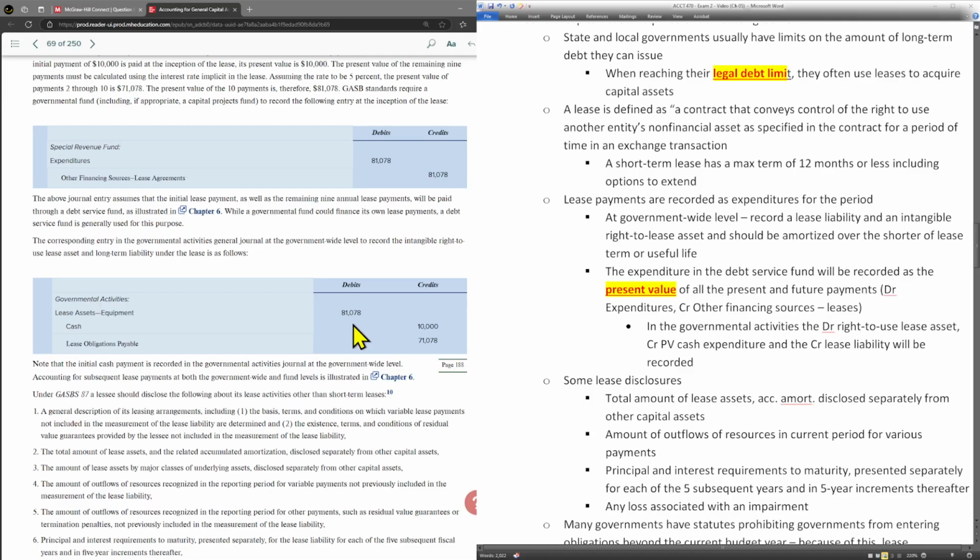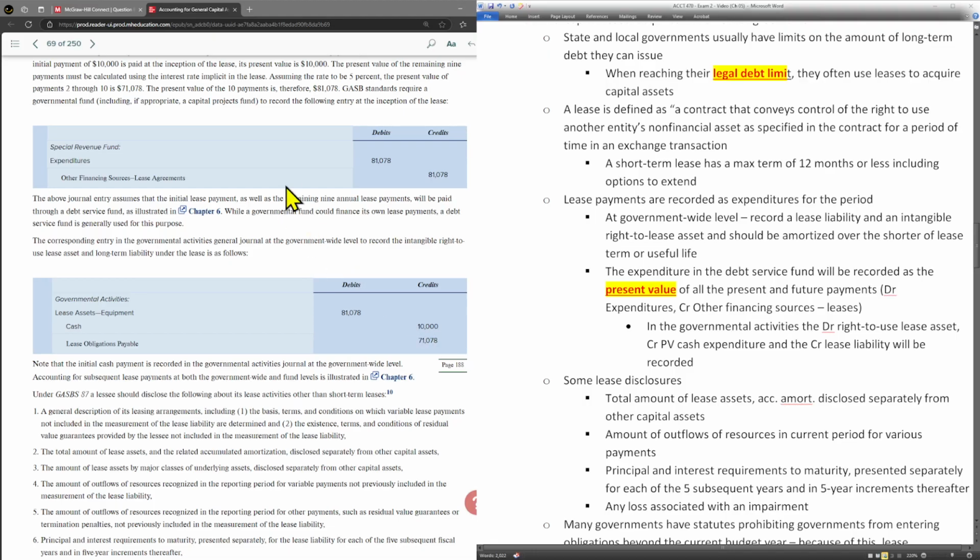So the expenditure, not only the expenditure, but the payable, the lease liability, the right to lease asset, at least at its initial stage, and the expenditure and other financing source are all based upon that present value of the future cash flows. And so here, remember, governmental activities is where we record long-term assets and long-term liabilities. So that makes sense. We have the liability and the right to lease asset. Cash is the first payment, right? Because it's $10,000. We don't present value that because that's cash being paid today. That is the $10,000 today that's the present value.